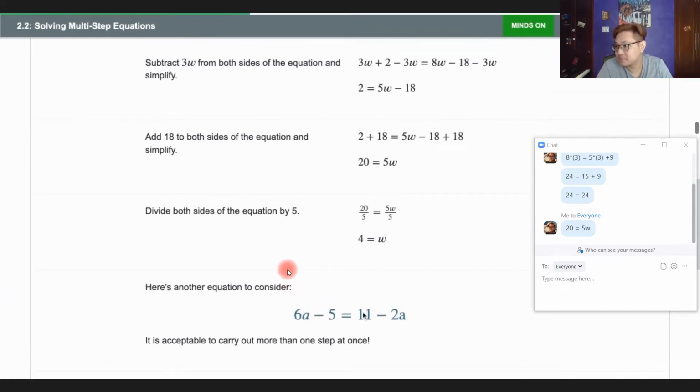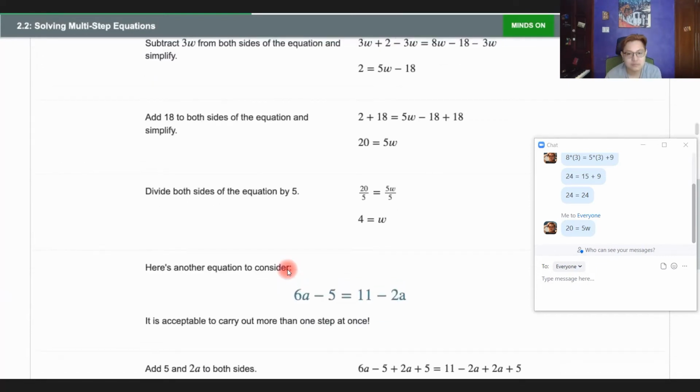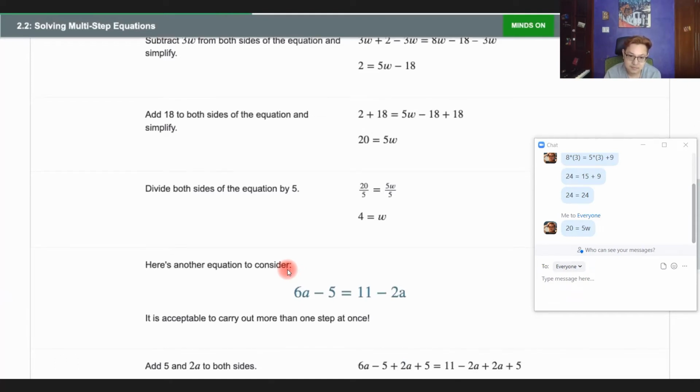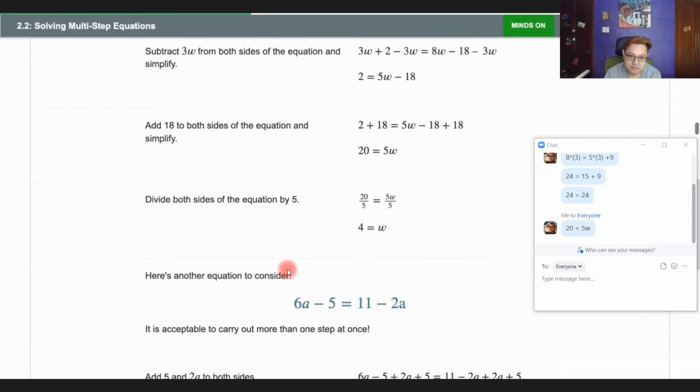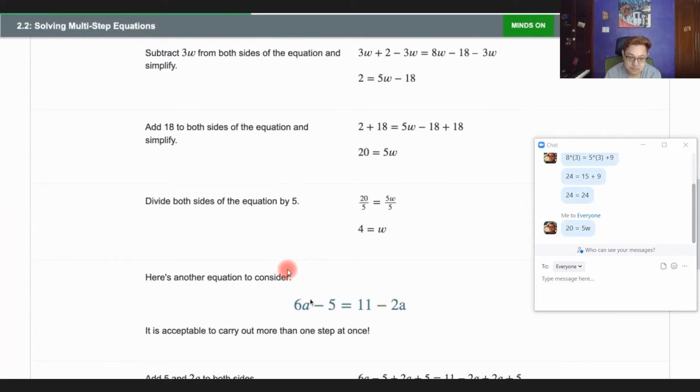So in this, you bring the 5 over to the right and plus 11, which is 16 now. And then you bring the 2a to the other side and plus it, which is equal to now 8a.